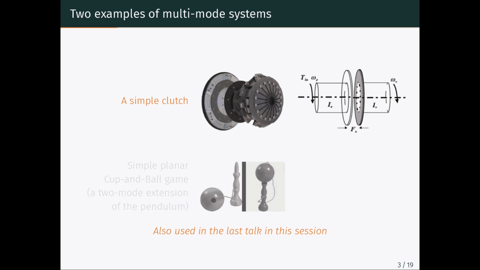For this presentation, we will be mainly focusing on an idealized model of a clutch. This example will also be the leading example for the last talk of this session by Benveniste. We will explain why neither Dymola nor OpenModelica are able, at least for now, to correctly simulate this model, and we will show how our approach overcomes the current limitations of these tools.